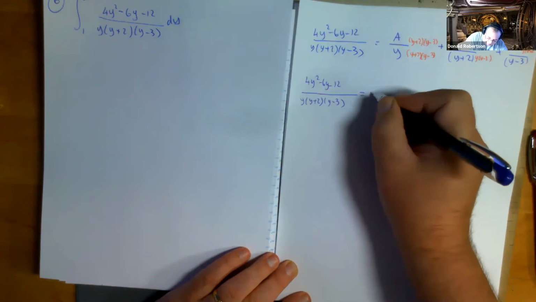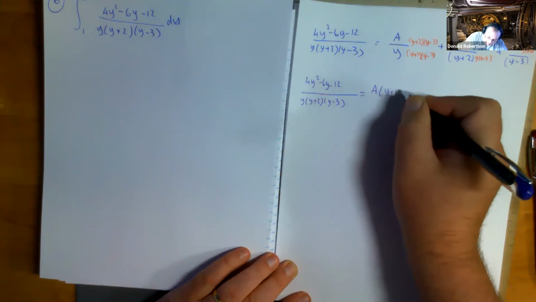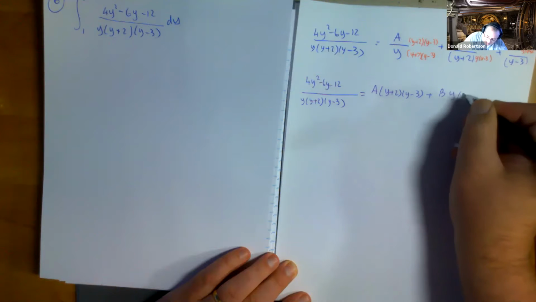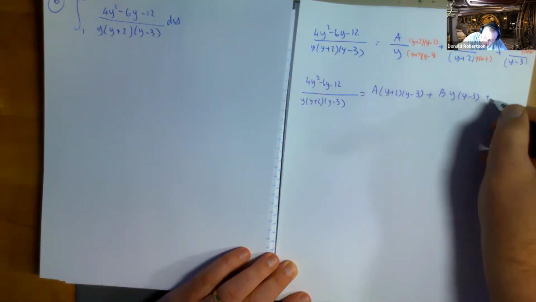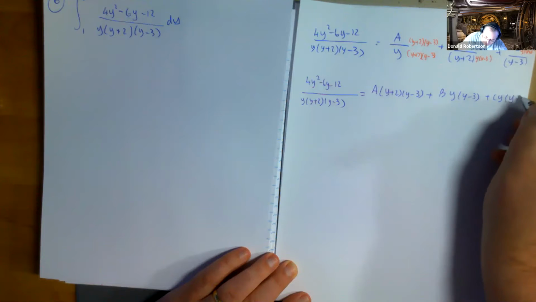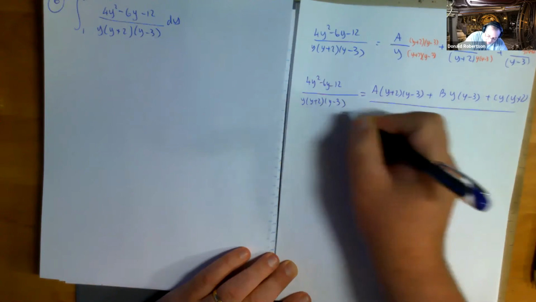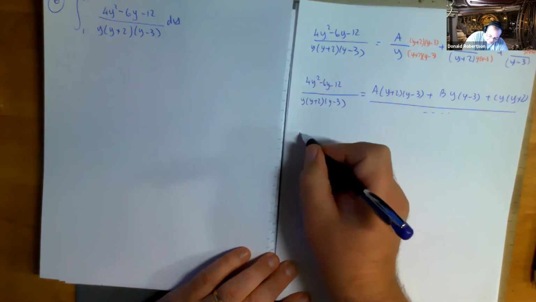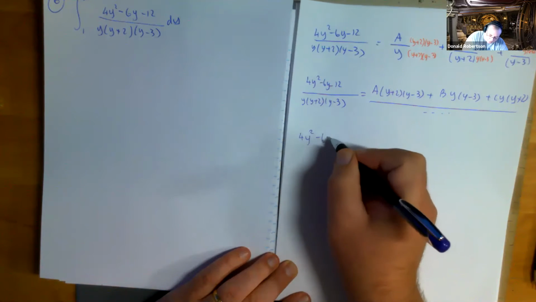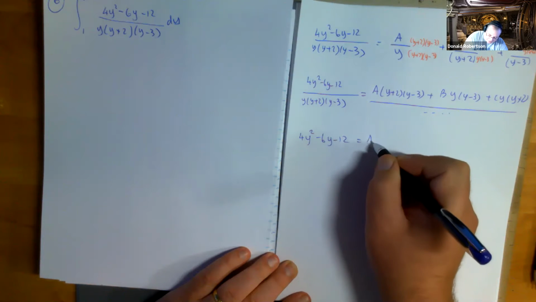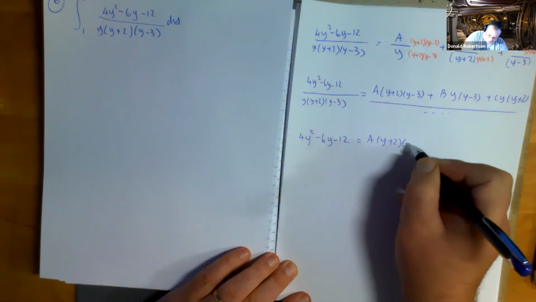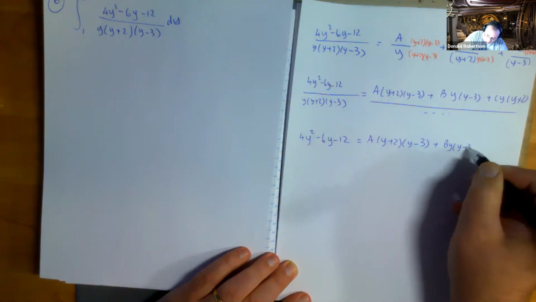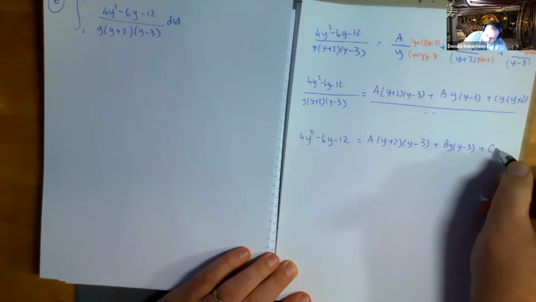And he's going to become A lots of y plus 2, y minus 3, plus B lots of y minus 3, plus C lots of y plus 2, all over the same guy. And now we can ignore the bottom and focus on the fact that the tops have to be the same, the numerators. And pretty much that's the beginning of all partial fraction questions.